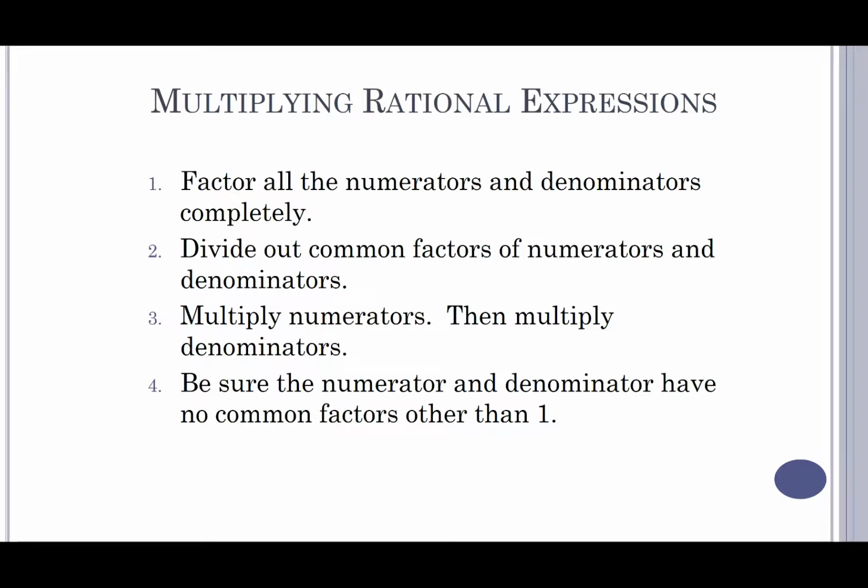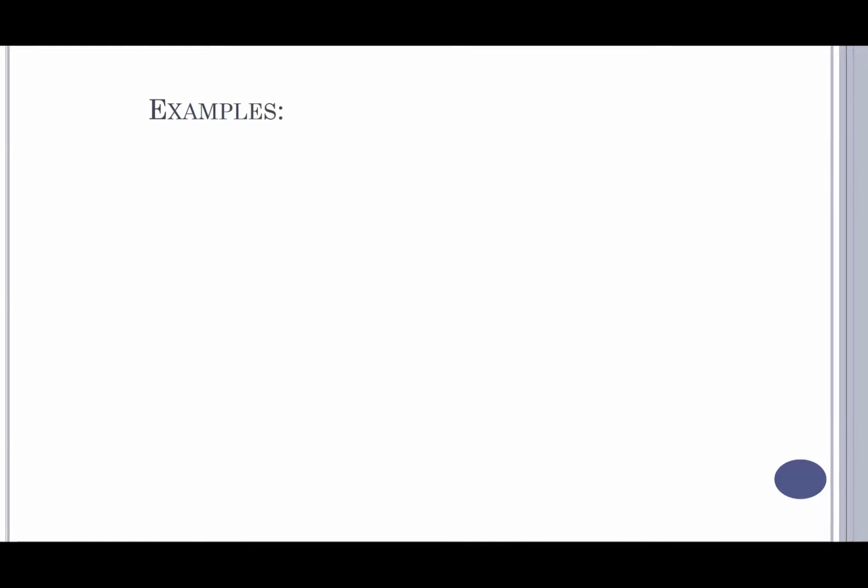So here are the steps. We're going to factor all the numerators and denominators completely. We're going to divide out the common factors, same thing we did when we simplified. We're going to multiply them together and then cancel anything else out if there's anything to cancel out. But anyway, let's try it out.